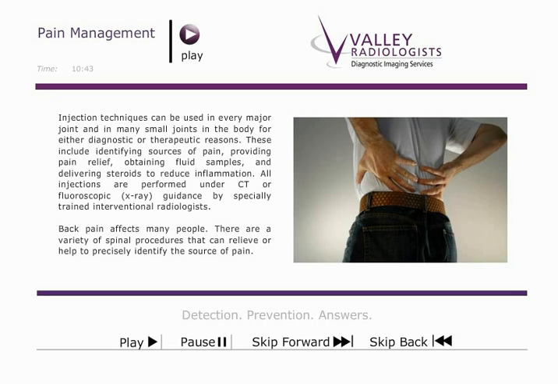Back pain affects many people. There are a variety of spinal procedures that can relieve or help to precisely identify the source of pain.